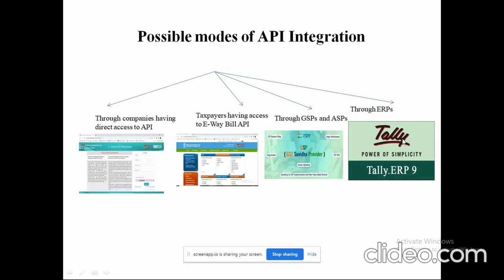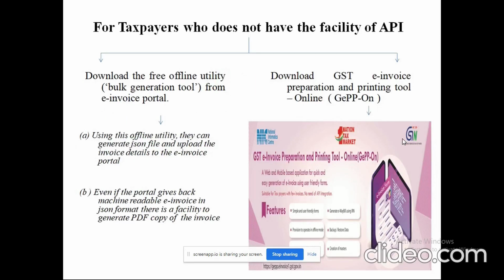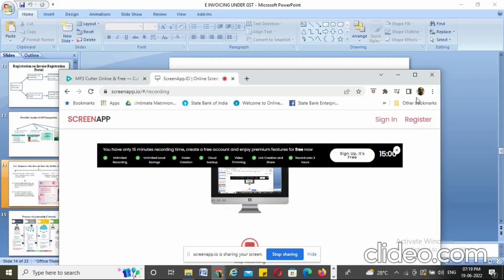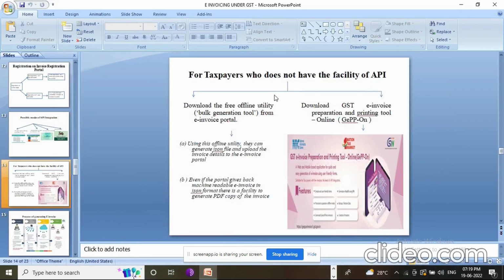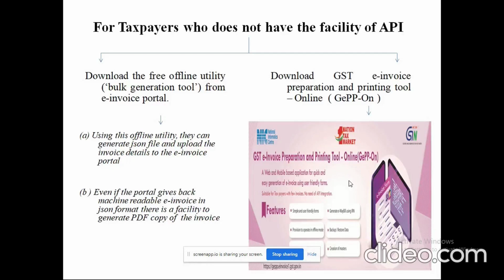Then we will see the small taxpayers who do not have the facility of application process integration API. Those taxpayers can download, as the first option, a free offline utility, which is a bulk generation tool from the e-invoicing portal. Using the offline utility, they can generate a JSON file and upload the invoice details to the e-invoice portal.